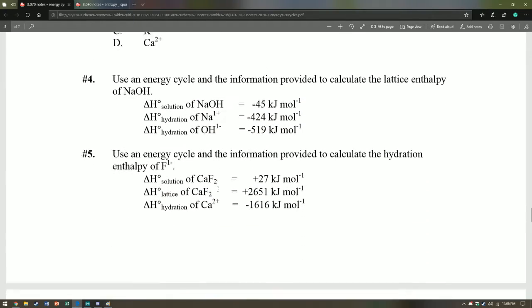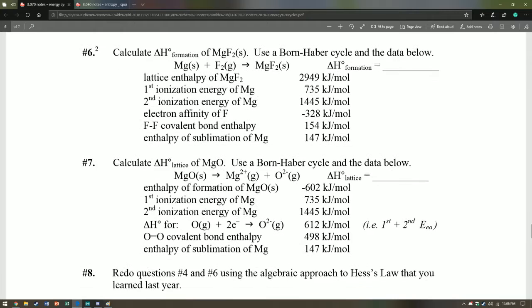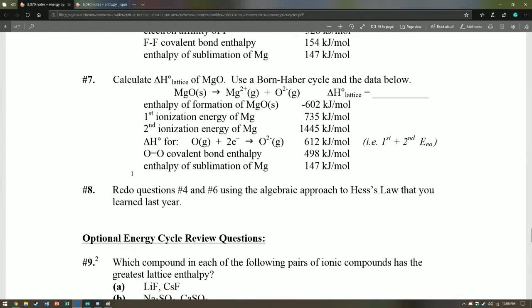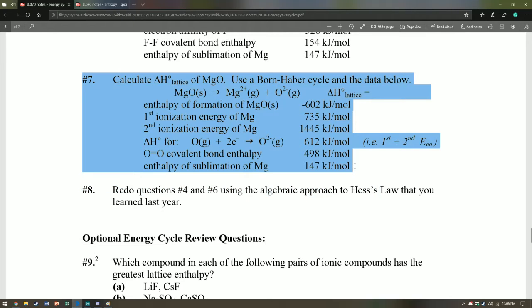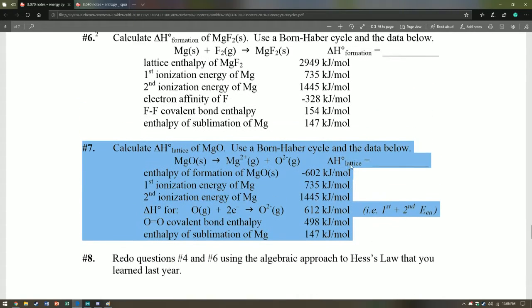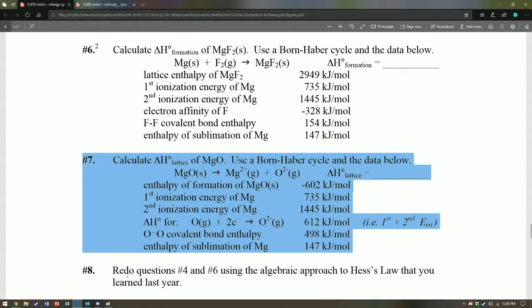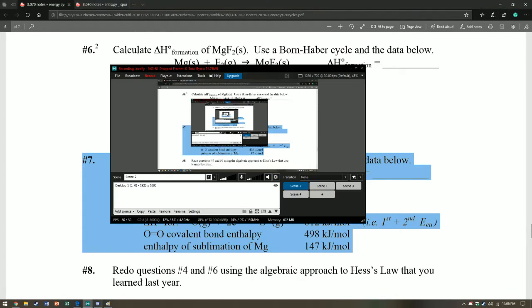Calculate the lattice enthalpy. We're going to do question 7 here. Give this a try for yourself. When you're ready, I'll pause the video now, and I'll be going over the solution in 3, 2, 1.